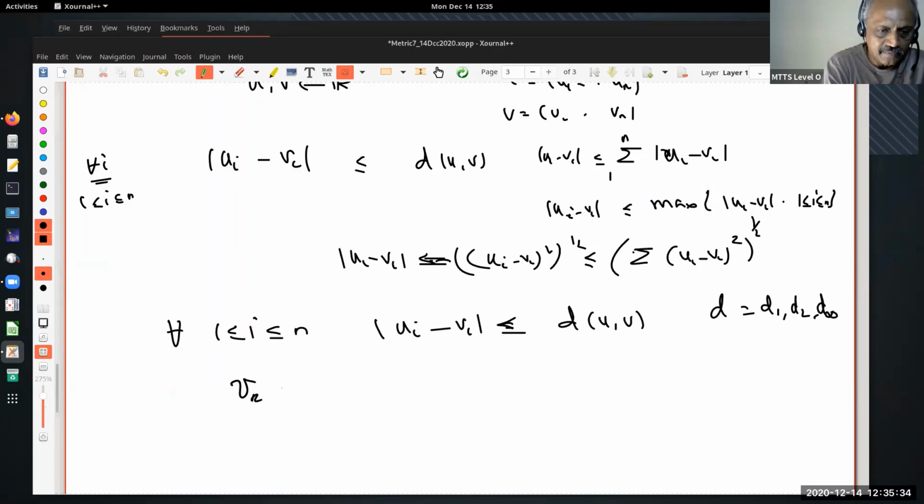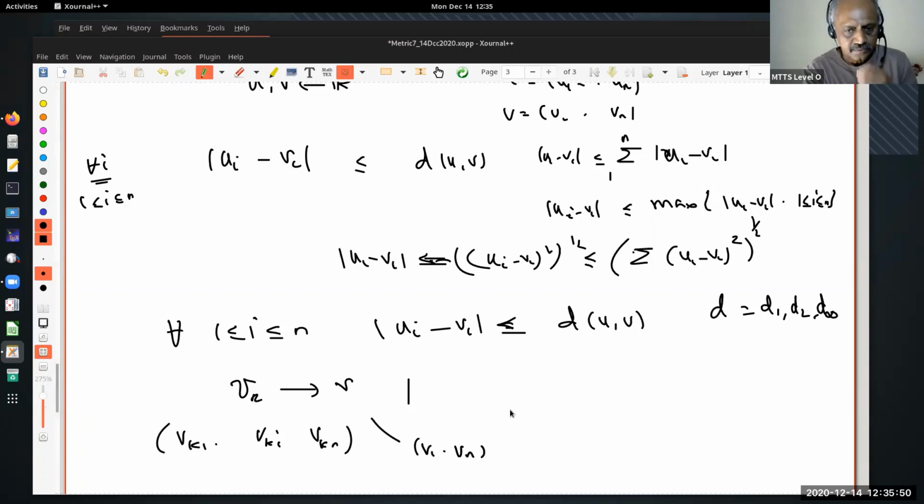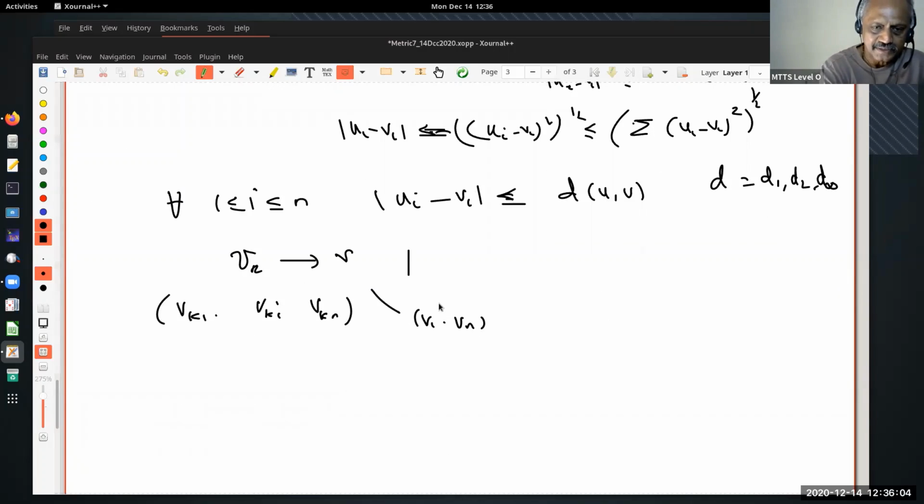Suppose my vk converges to v, right? Then let us look at it: vk is vk1, vki, vkn, and v is v1 to vn. You follow that? See, this v1 to vn should not be construed as a sequence now. It is only the ith coordinate of v. See, there is always this problem. If you're a beginner, you may get confused. This is not a sequence now. These are all real numbers, whereas this vk is a sequence.